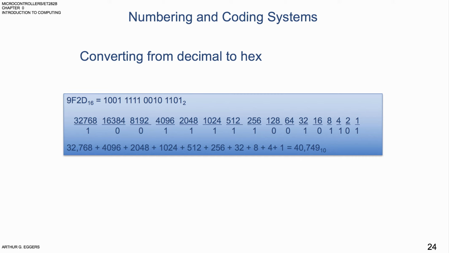So again, we can see we take each of those values where we had a 1, add each of them together, as you can see on the vertical on the bottom, and we come up with our value of 9F2D as 40,749 in decimal.